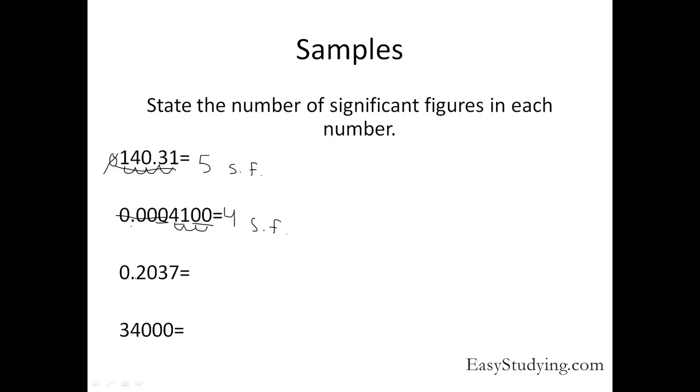Also here we have a decimal point. This 0, as we said before, is irrelevant to the number of significant figures. So we will start from the first non-zero digit and count 1, 2, 3, 4. So that will leave us with also 4 significant figures.